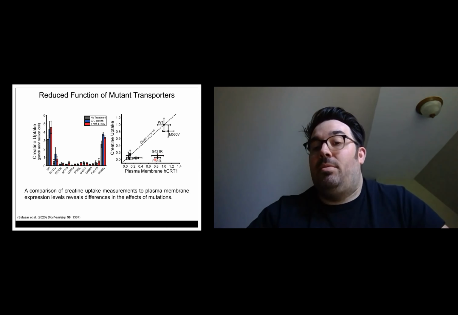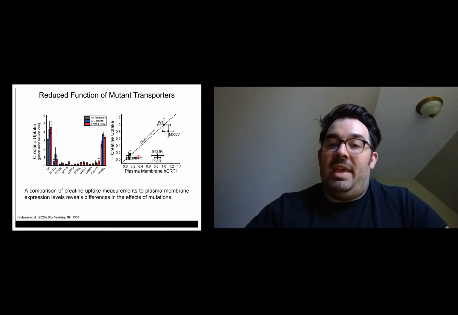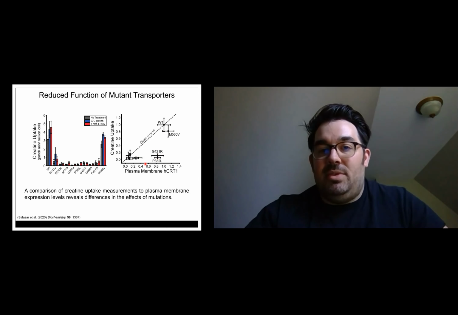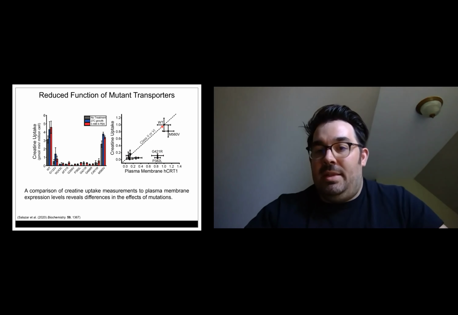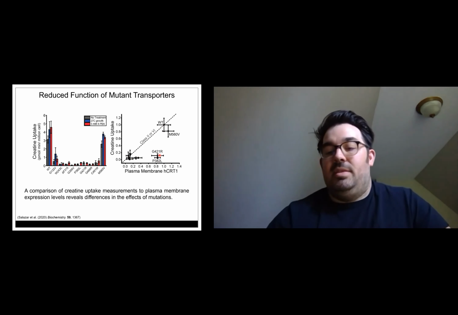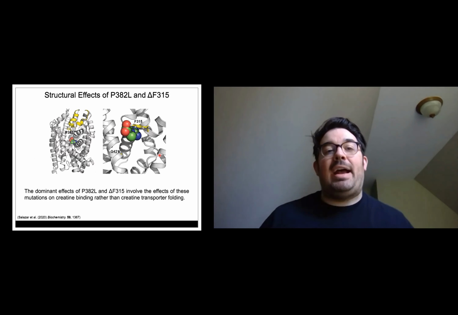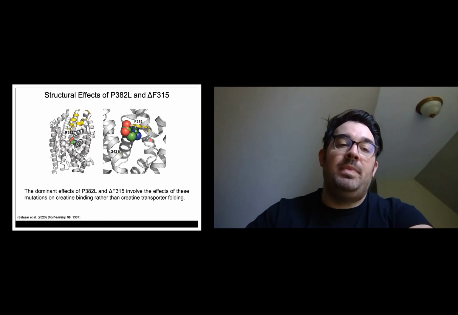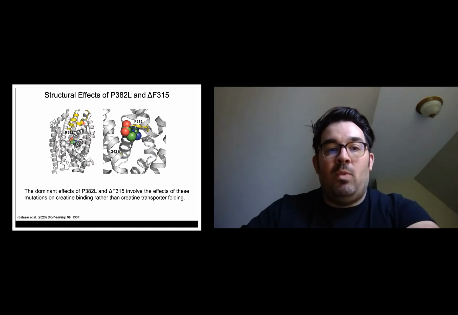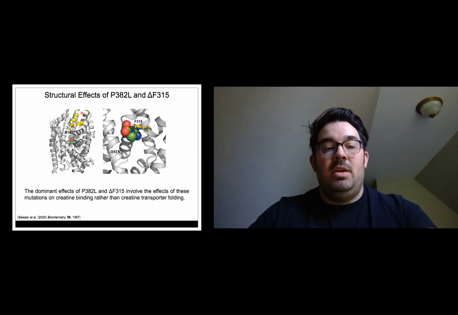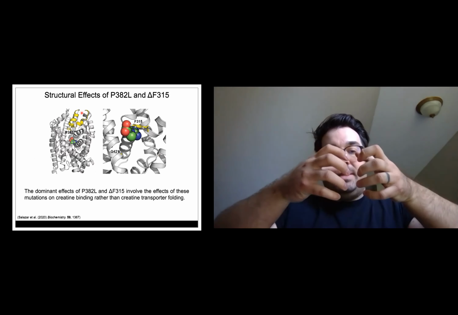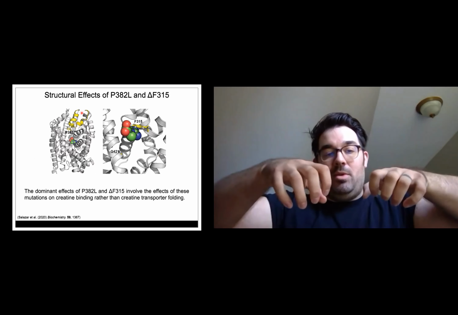G421R and P382L, they get to the surface of the cell just fine, but you still lose creatine uptake. So these mutations are actually probably perturbing the structure. And so if we go back to our model of the creatine transporter, what you'll see is it makes a lot of sense actually. So creatine transporter, when it pumps, basically it has this outward facing conformations.